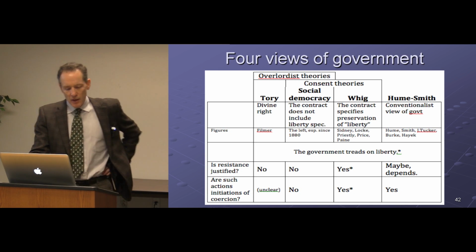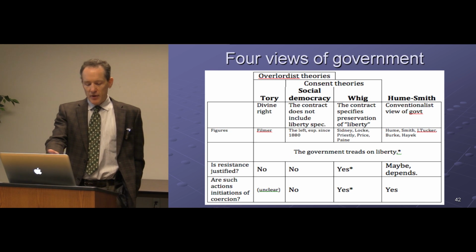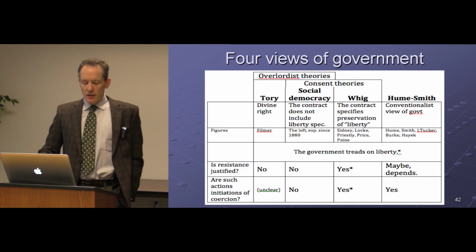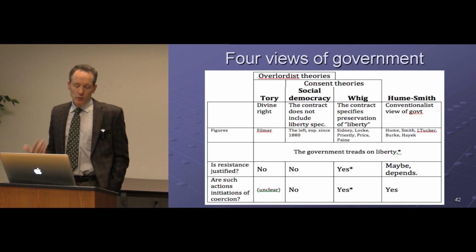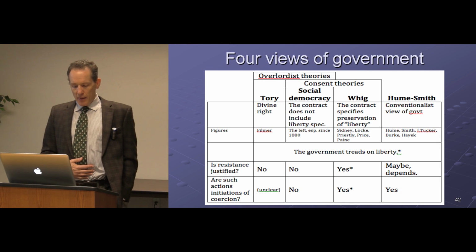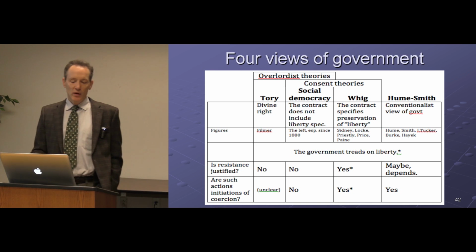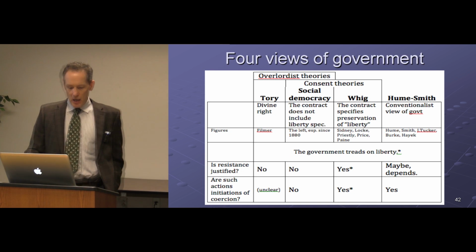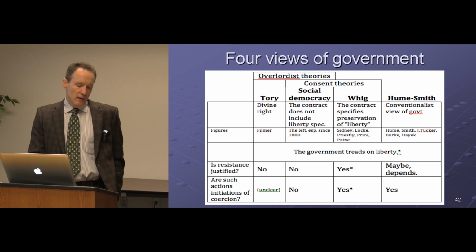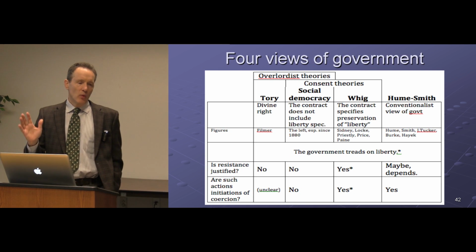And then are such actions initiations of coercion? Again, no for the Social Democrats. I'm really not clear quite on what to say for the Tory. The Whigs, again, if it's violations of overall liberty, like if we just think of the 20th century, they would say yes, and Hume and Smith say yes. And this is very important because it's important to see this in terms of coercion. And in dealing with the left, the big problem is right at that beginning point, really.